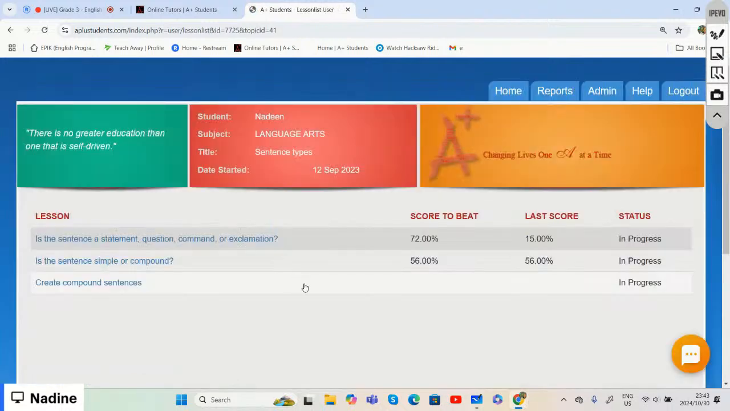All right. So we see that we have different types of sentences. We have a statement, we have a question, we have a command, and we have an exclamation. We say with a statement, it is randomly just saying anything. You can even just say that something has happened, right?